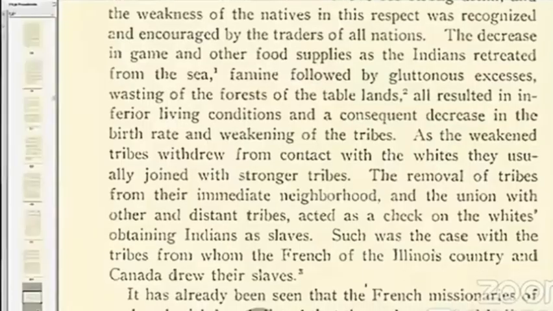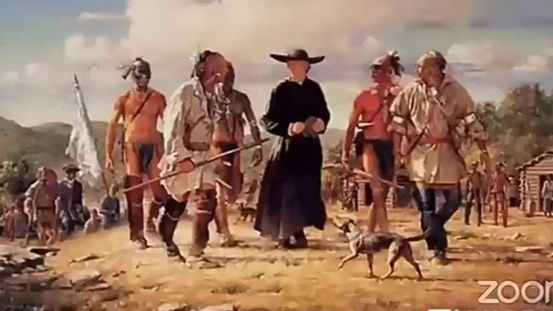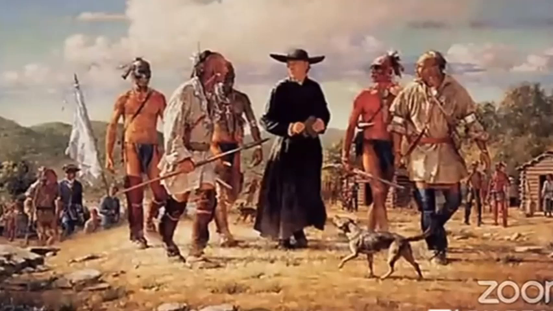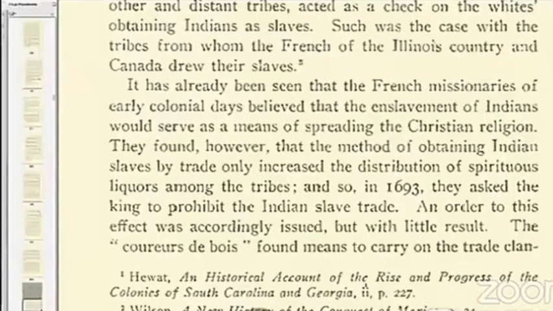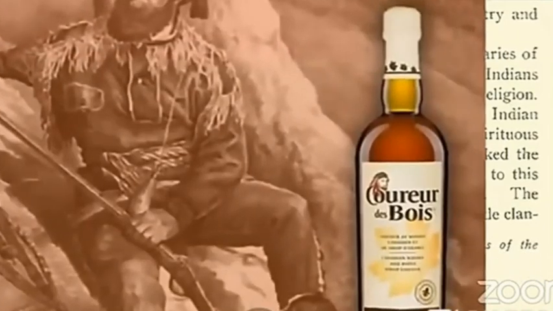for hundreds of years. It has already been seen that the French missionaries of early colonial days believed that the enslavement of Indians would serve as means of spreading the Christian religion. They found, however, that the method of obtaining Indian slaves by trade only increased the distribution of spirituous liquors among the tribes. And so in 1693, they asked the king to prohibit the Indian slave trade. An order to this effect was accordingly issued, but with little result. The coureurs de bois found means to carry on the trade.